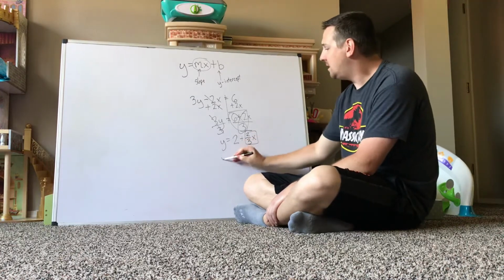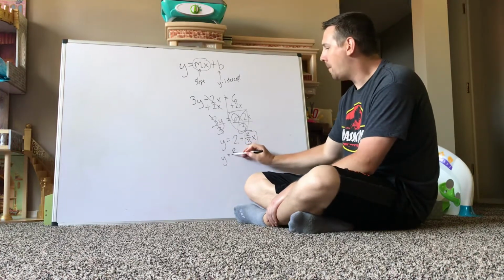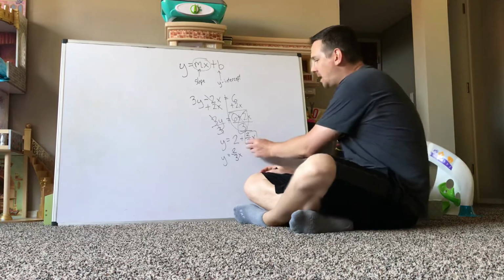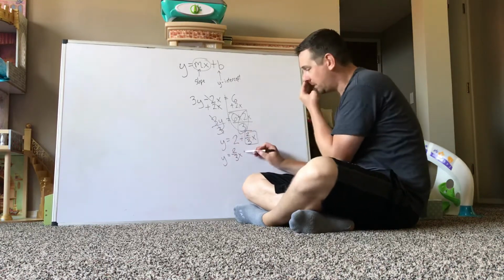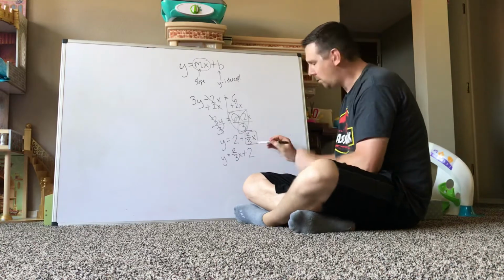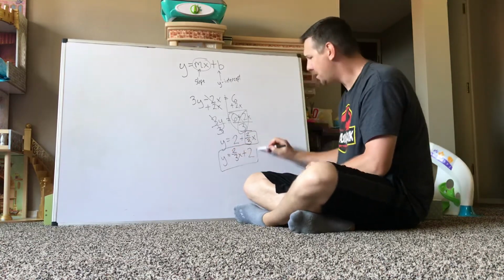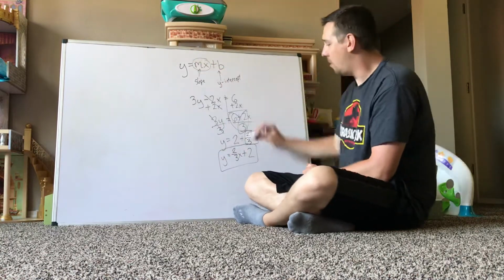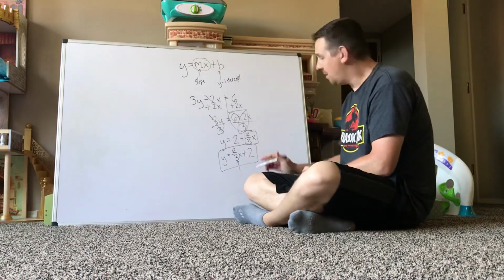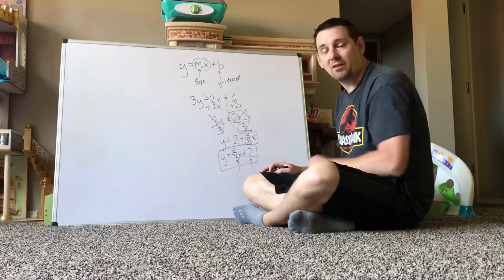Since it's positive, we're going to use the commutative property and flip it around. Positive 2/3 x, positive 2/3 x. That's a positive 2, so we're going to write plus 2. That would be in slope-intercept form. That's the slope. That's where it crosses the y-intercept.